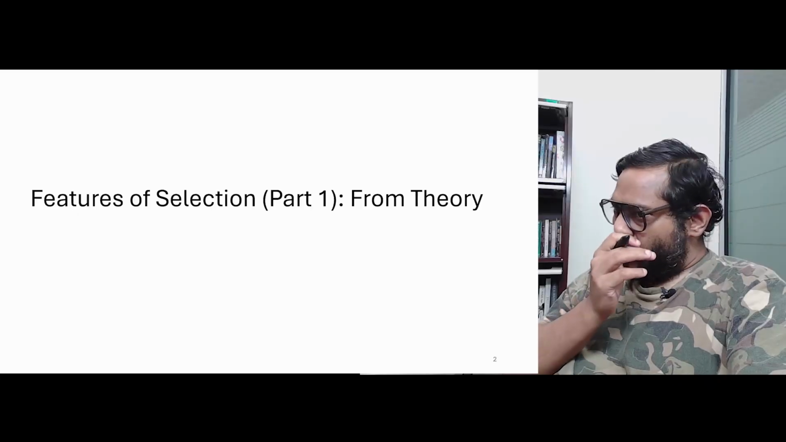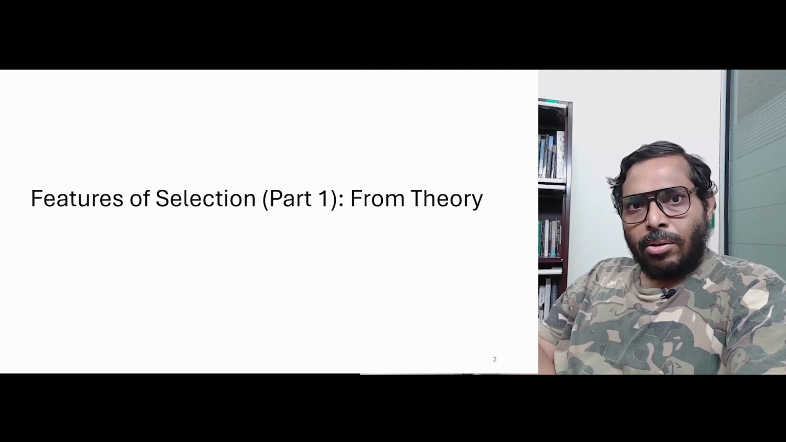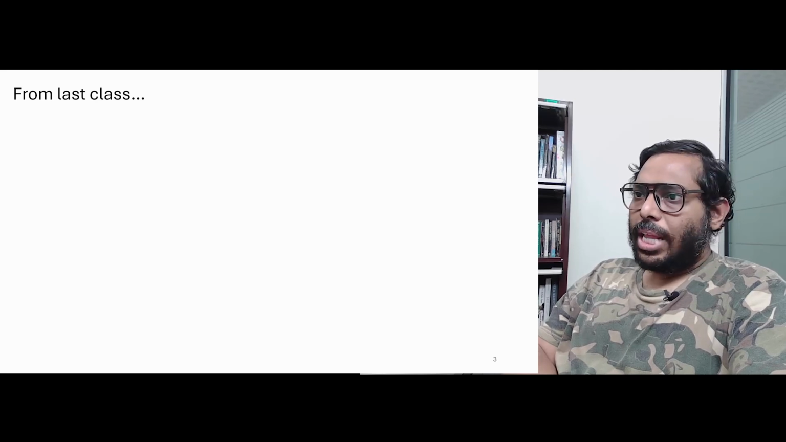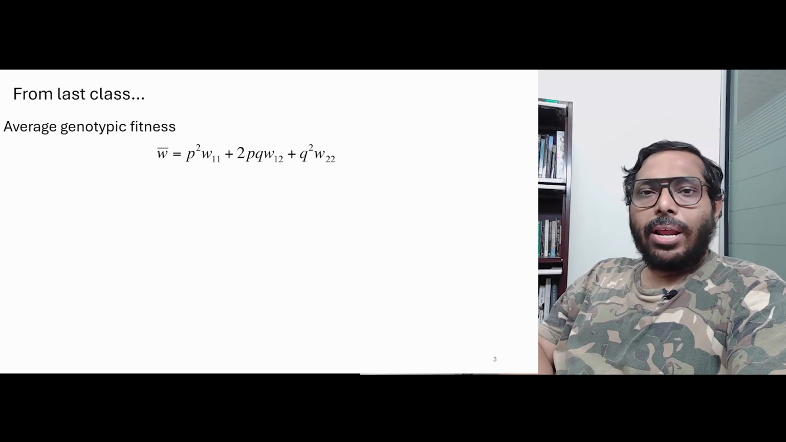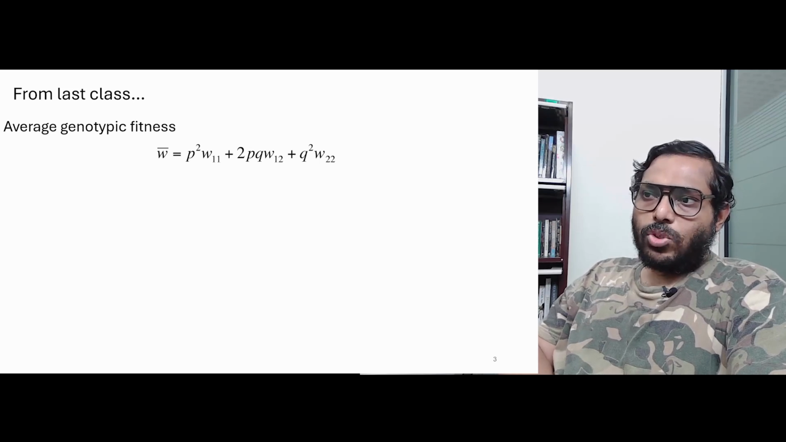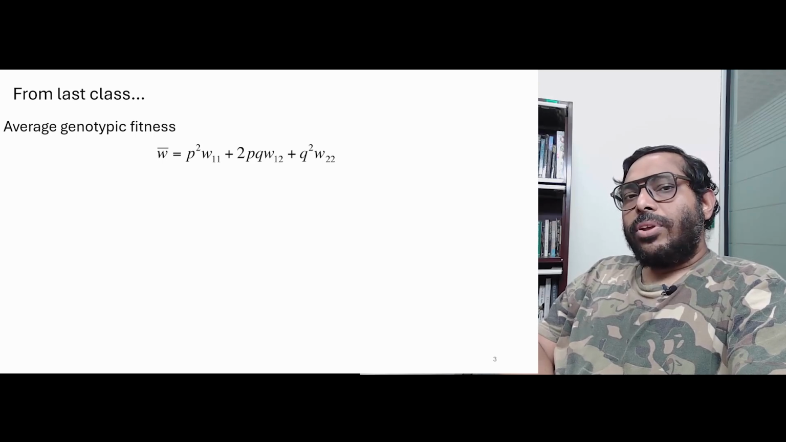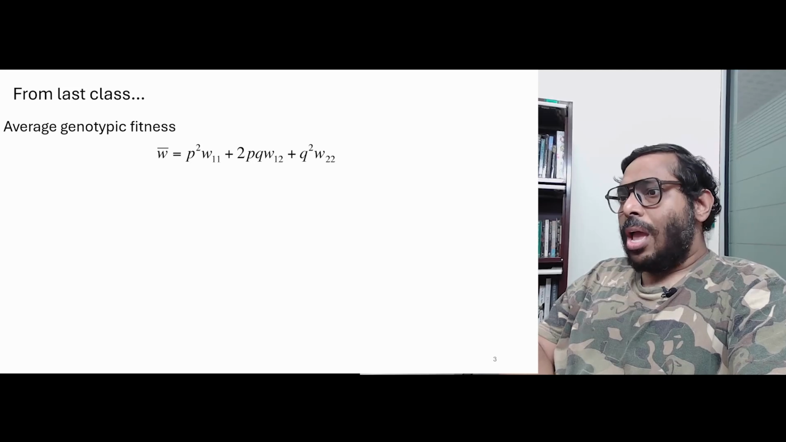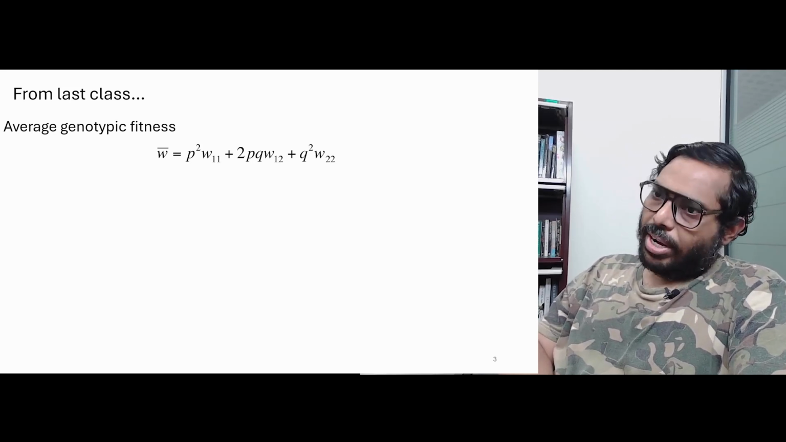So anyway, without further ado, we are looking at certain features of selection, primarily from the insights that are coming from theoretical modeling. In the last class, we saw that the average genotypic fitness is given as W bar equal to P square W11 plus 2PQ W12 plus Q square W22, where P is the frequency of allele A1, Q equal to 1 minus P is the frequency of allele A2, and W11, W12 and W22 are the genotypic fitnesses.